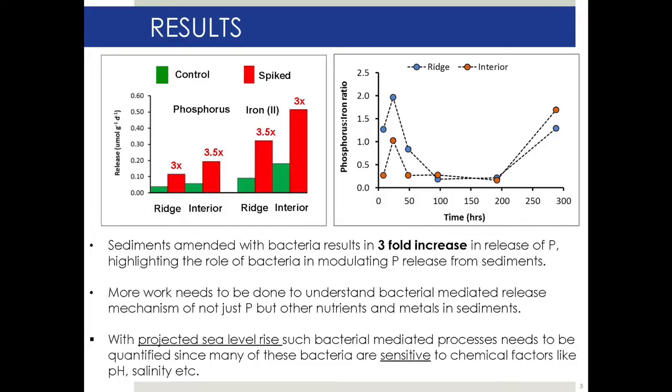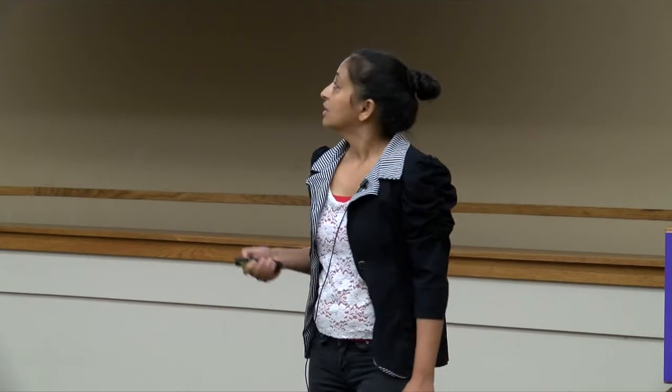So now going into the results section. In the first graph, the red color indicates the bacteria-added condition and the green indicates the natural incubation. From this graph, we can clearly see that in the bacteria-added condition, phosphorus release increased almost 3 times. And not just phosphorus, we can see that iron 2 is also getting released.